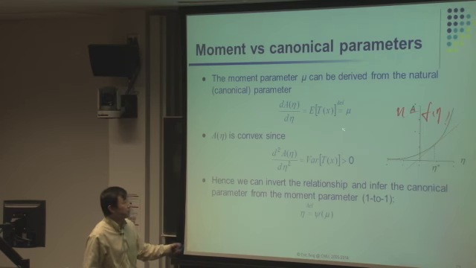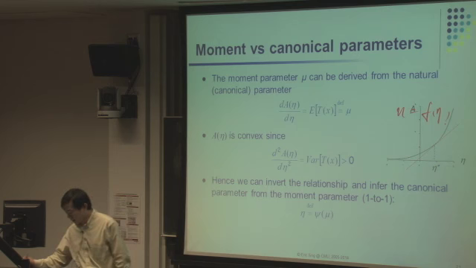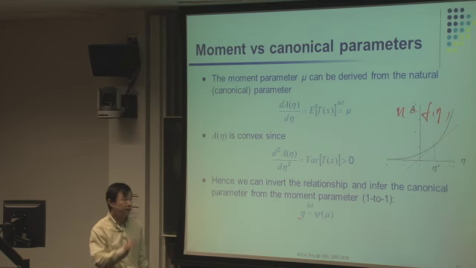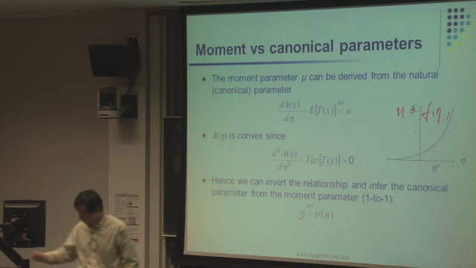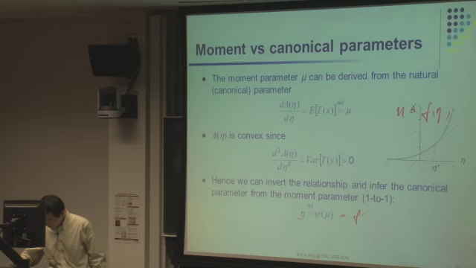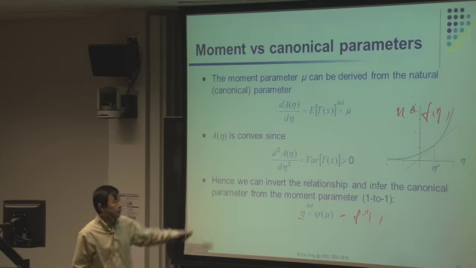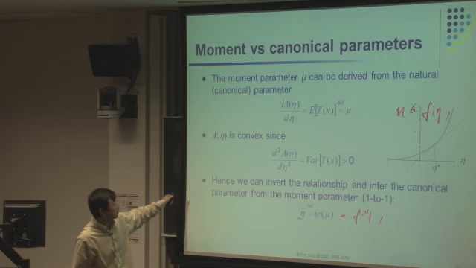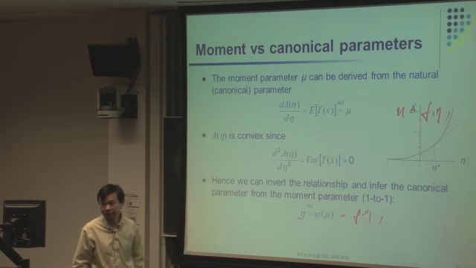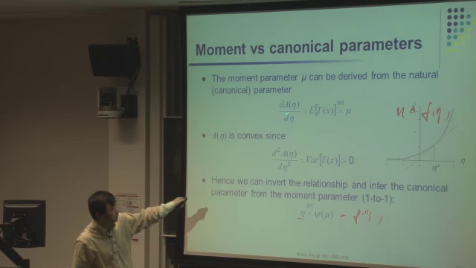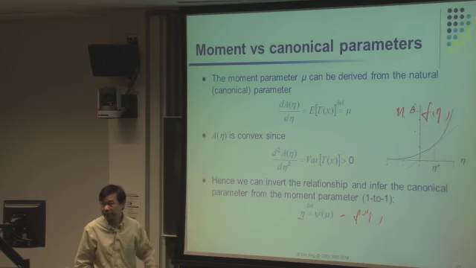And vice versa, once you have the mean, you can always likewise estimate the natural parameter through an inverse of this function. And the very definition of the partition function also guarantees that there is a one-to-one mapping between the eta and mu, because it's a convex function, and then you have mu being the tangent of this particular function.